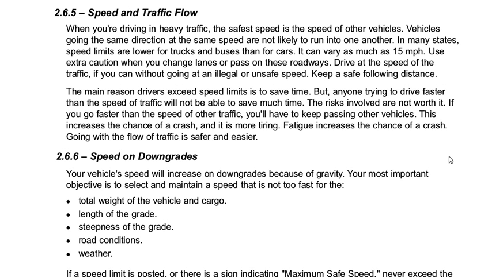Speed and traffic flow. When you're driving in heavy traffic, the safest speed is the speed of other vehicles. Vehicles going the same direction at the same speed are not likely to run into one another. In many states, speed limits are lower for trucks and buses than for cars. It can vary as much as 15 miles per hour. Use extra caution when you change lanes or pass on these roadways. Drive at the speed of the traffic, if you can, without going at an illegal or unsafe speed. Keep a safe following distance.